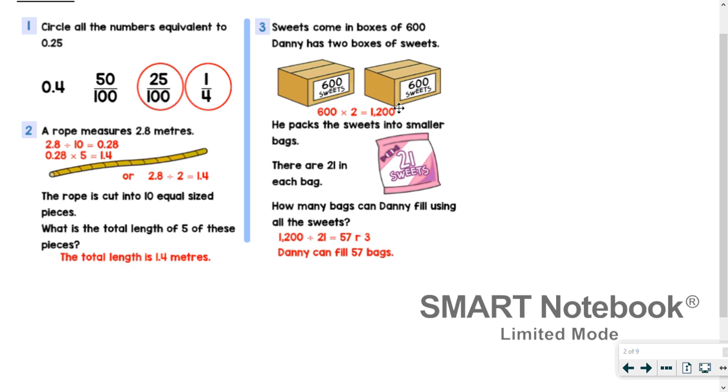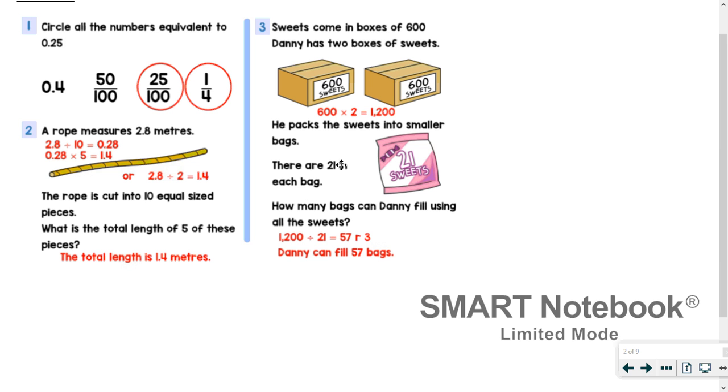And then the third one, sweets come in boxes of 600. Danny has 2 boxes of sweets. He packs the sweets into smaller bags. There are 21 in each bag. How many bags can Danny fill using all the sweets? So first thing, work out how many sweets he's got. So 2 boxes of 600. 600 times 2 is 1,200.